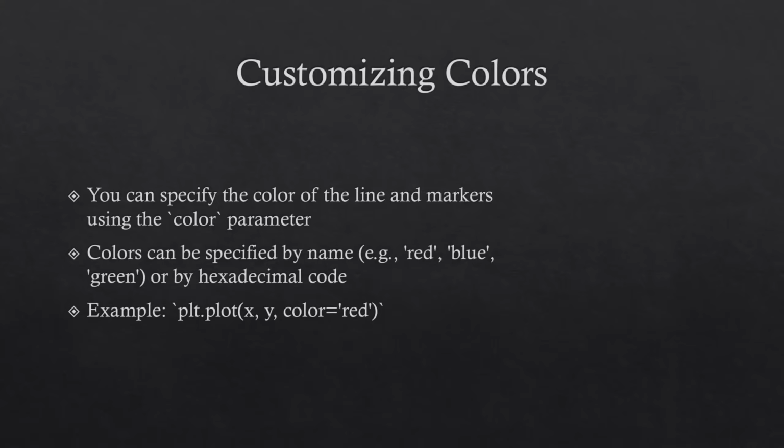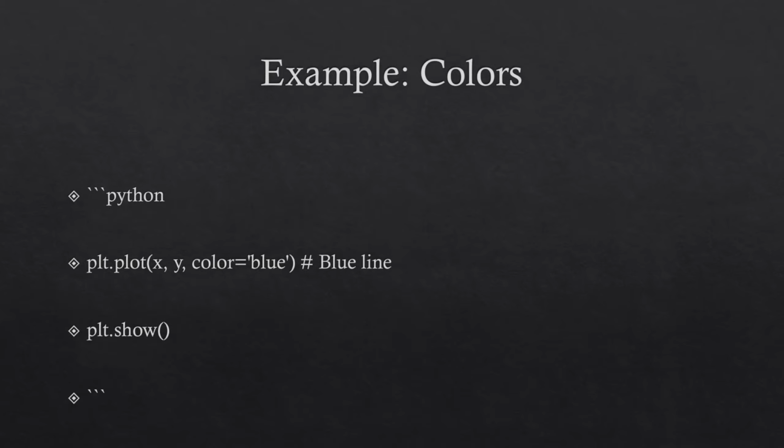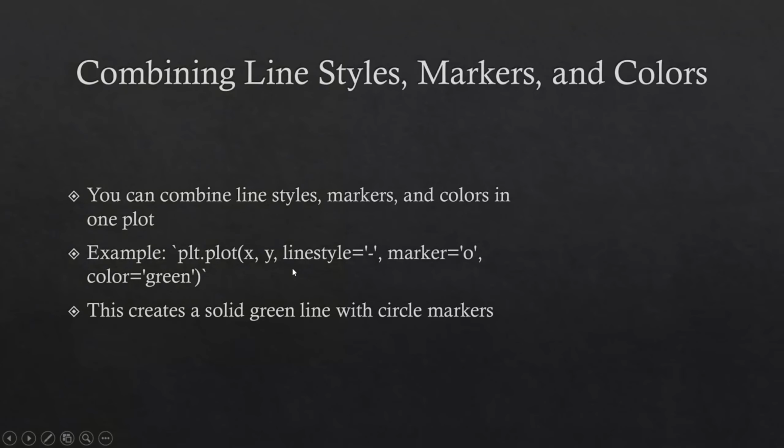Customizing colors. You can specify the color of the line and markers using the color parameter. Color can be specified by name, such as red, blue, green, or by hexadecimal code. Example: plt.plot x, y, color is equal to red. Python code: plt.plot x, y, color is equal to blue. Blue line, plt.show.